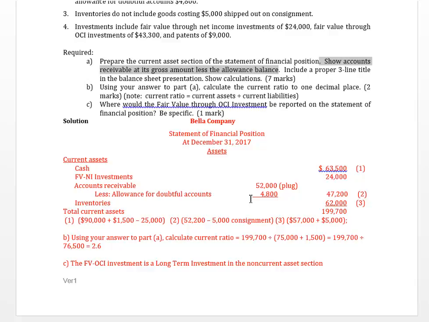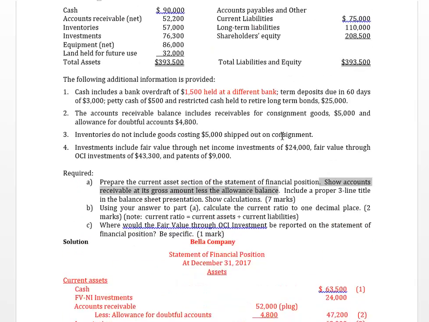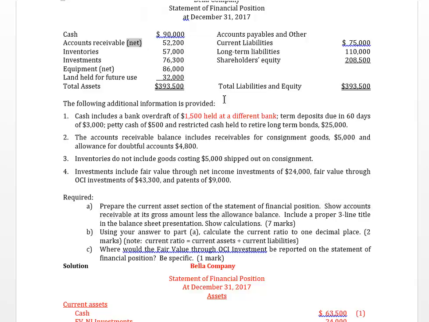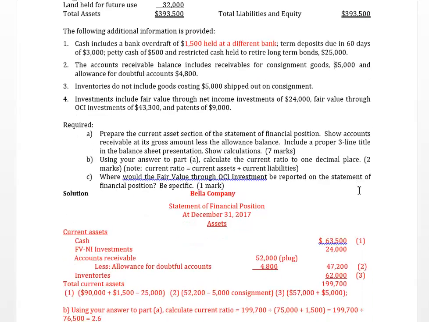So in this case, the way I would do it is I would start with the net balance, because that's what we gave you here. We gave you accounts receivable at net $52,200. So we know that in that $52,200 is $5,000 that we included in receivable on consignment goods. We would not include receivables on consignment goods at the time we sell them. So again, we wouldn't include them, so we need to deduct it.